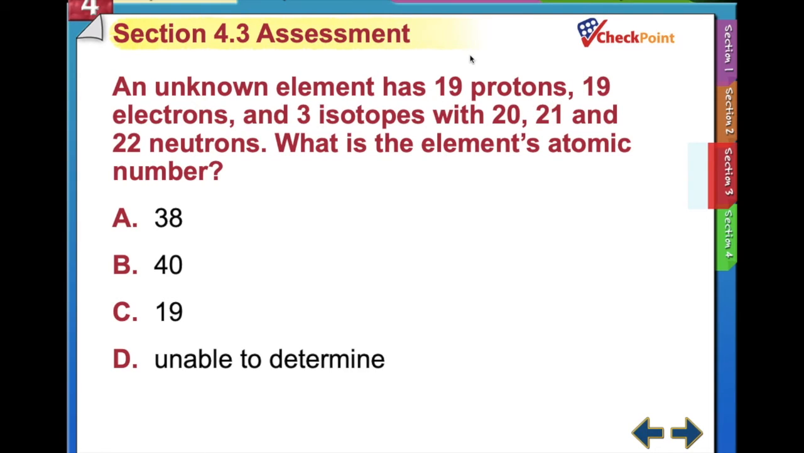So again, right now, you can just assume that protons and electrons are equal, but if for some odd reason they're not, which happens, and we'll talk more about that later in the semester, but protons is always the same. If you change the amount of protons in an element, you are changing the element.